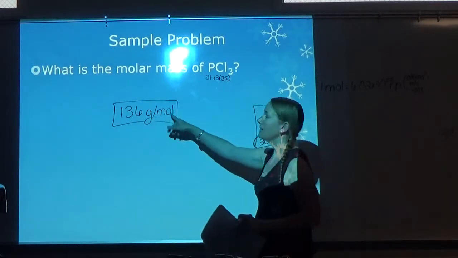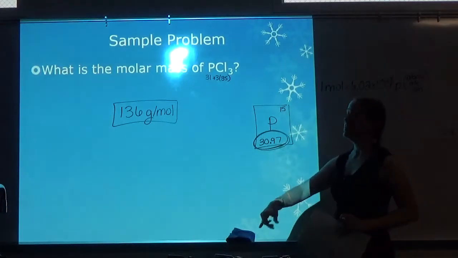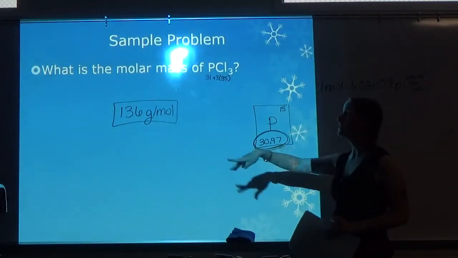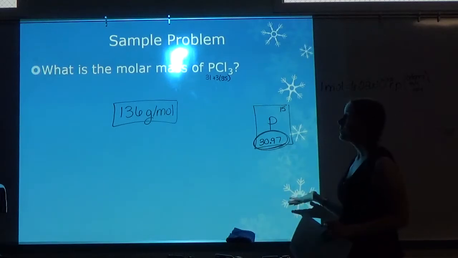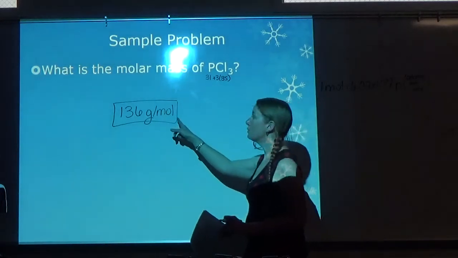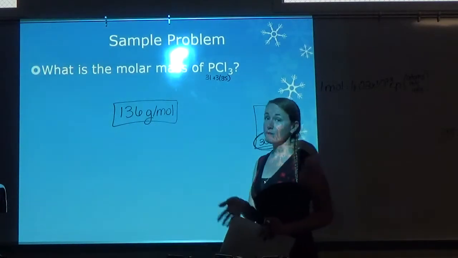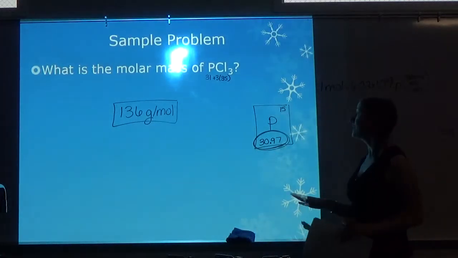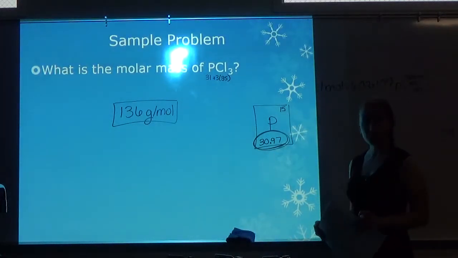Now the unit for molar mass is grams per mole. Because remember, molar mass is the mass of 1 mole. So it's only 136 grams if you actually have 1 mole. So that's why we say grams per mole. So be super careful about your unit. I do not count grams as the correct unit. I do not count moles as the correct unit. It's got to be grams per mole.